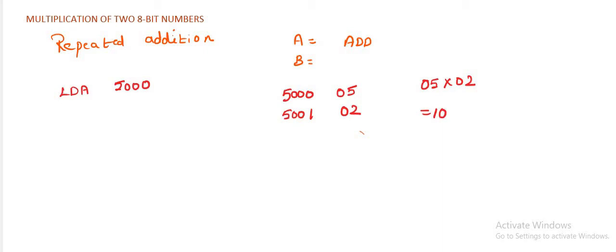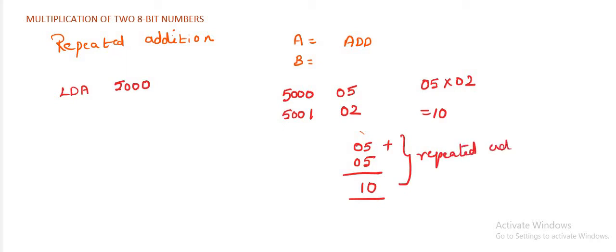Instead of doing the multiplication, we can add 05 plus 05. The answer will be 10. So using this repeated addition concept only, we are doing the multiplication. Here 05 is one value, another value is 02. So 2 times we can add the first value, 05 and 05, and we will get 10.